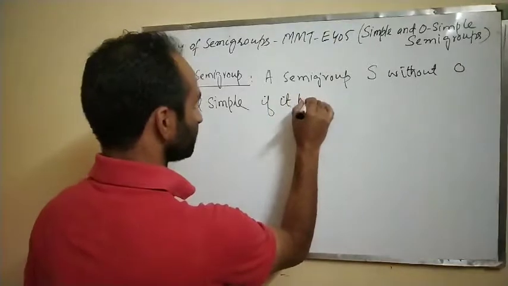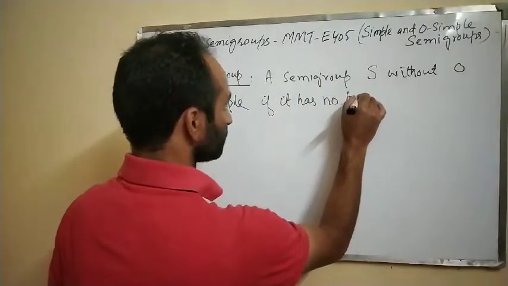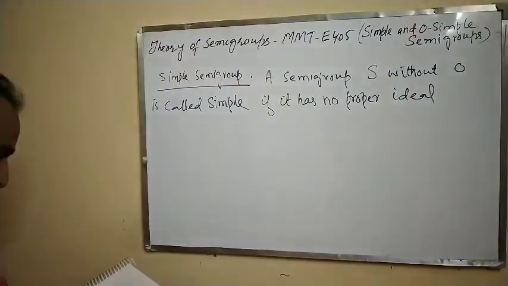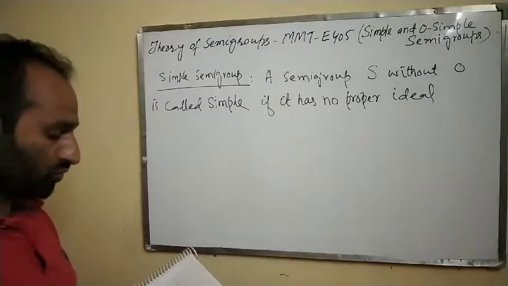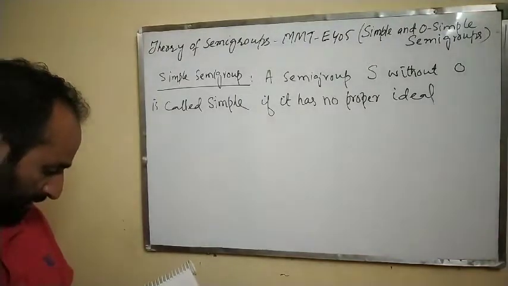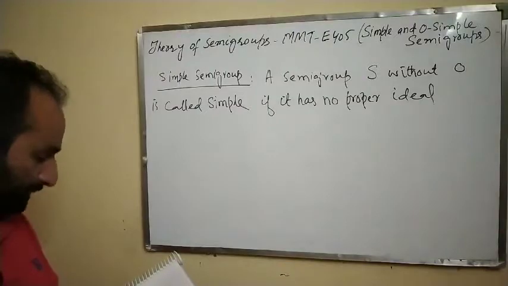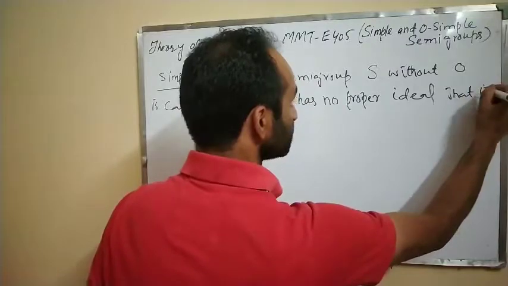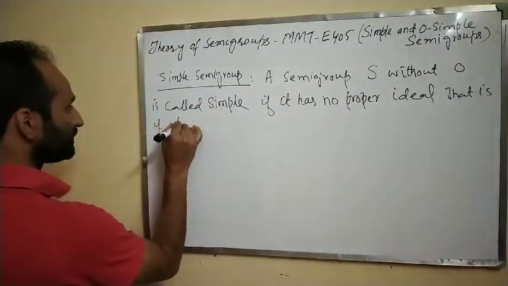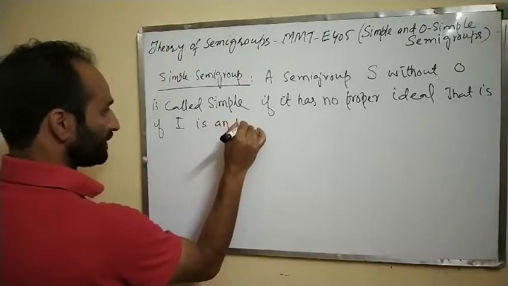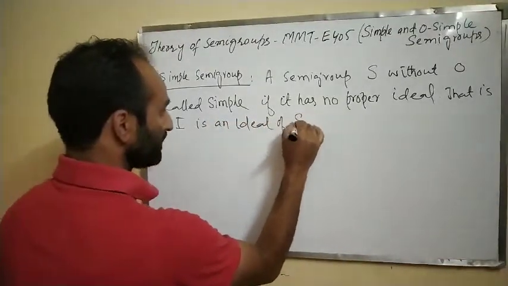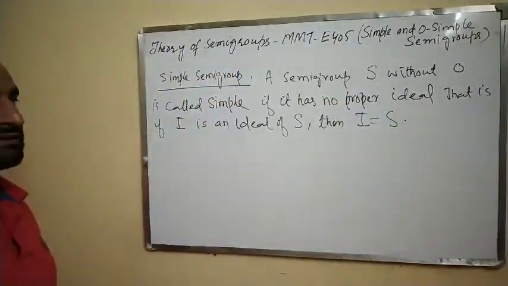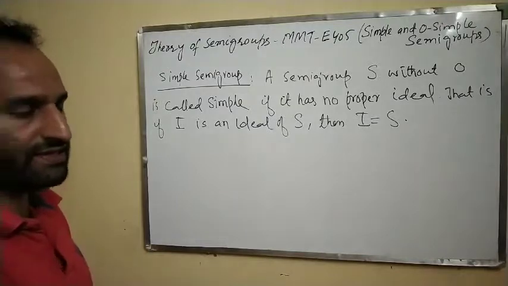If it has no proper ideals, it's like the definition of a simple group, which has no proper normal subgroups. If it has no proper ideals, that is, if I is an ideal of S, then this I should be equal to S. It has only one ideal, that's S itself.